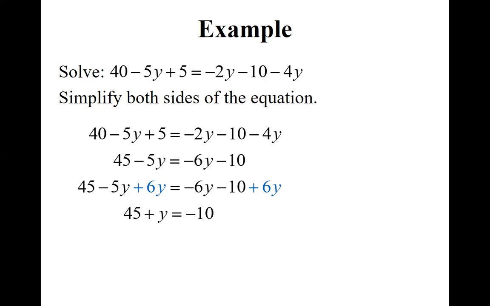Now, since we've established our y's on the left, let's get rid of that positive 45 by subtracting 45 from both sides. That will leave us with just the y on the left, and on the right, negative 10 minus 45 is negative 55. Y equals negative 55. I leave the check to you if you want to.